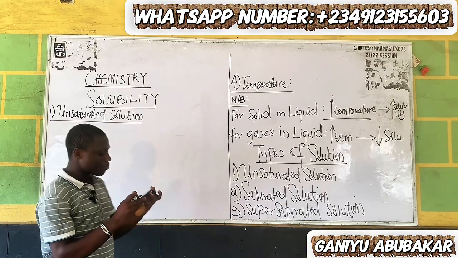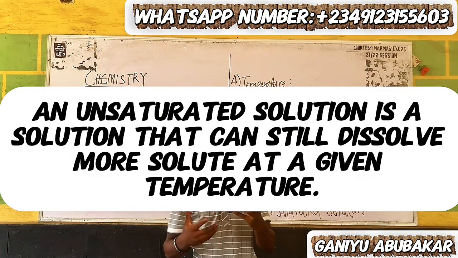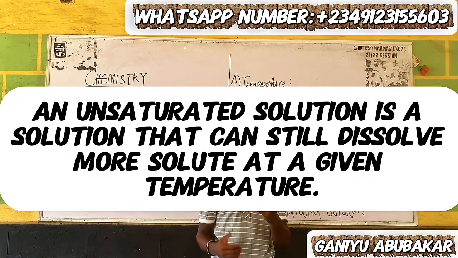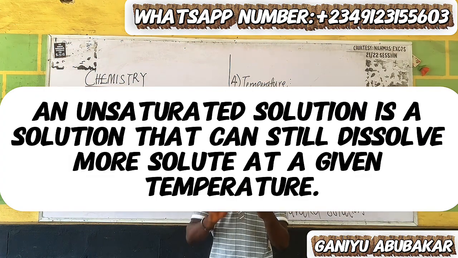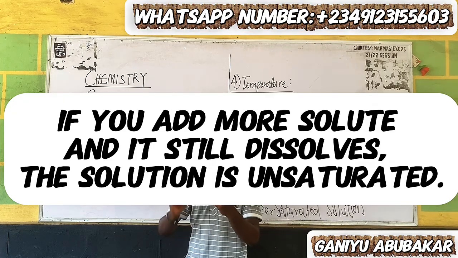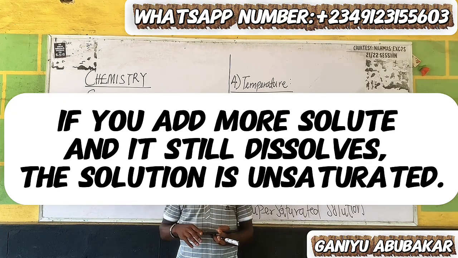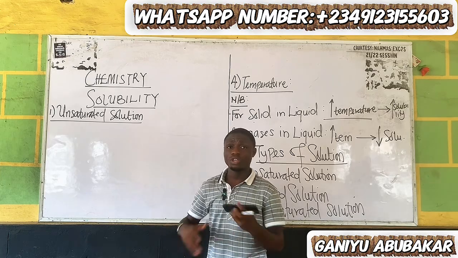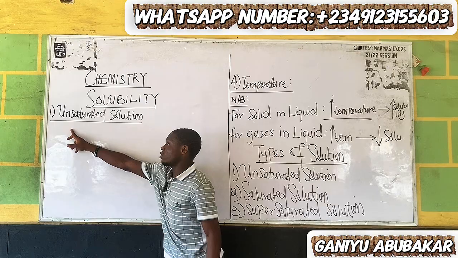Definition, please. An unsaturated solution is a solution that can still dissolve more solute at a given temperature. If you add more solute and it still dissolves, the solution is unsaturated. Alright, that's basically how you illustrate or explain the idea of unsaturated solution.